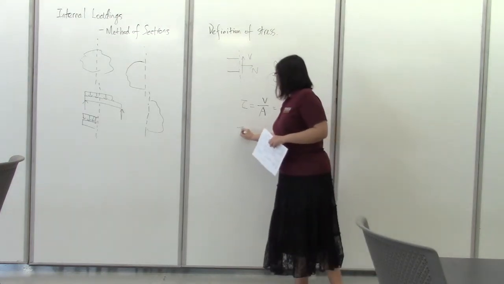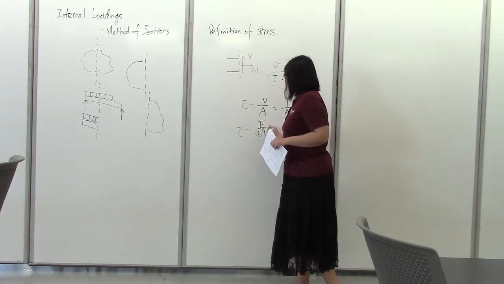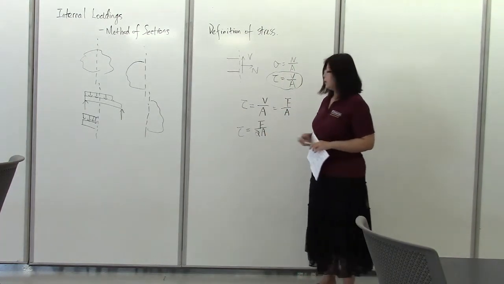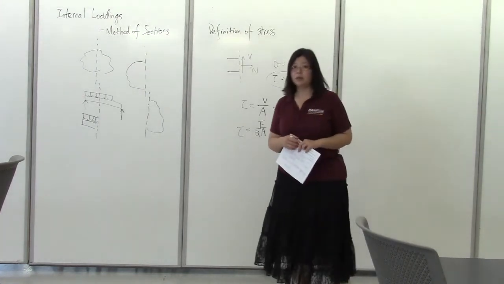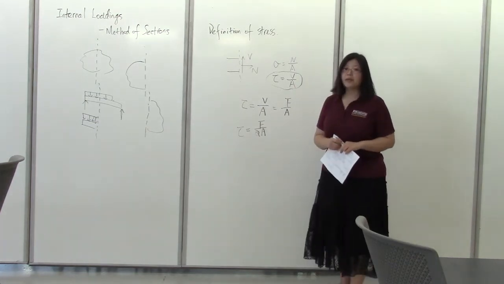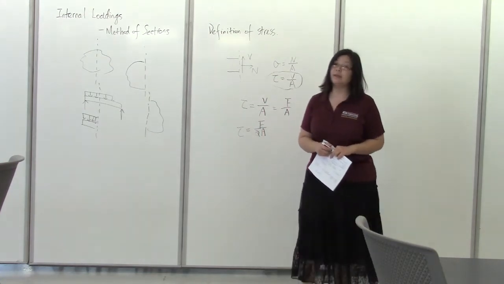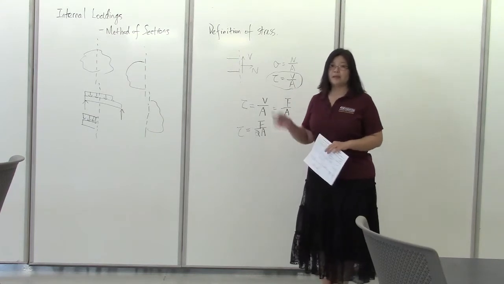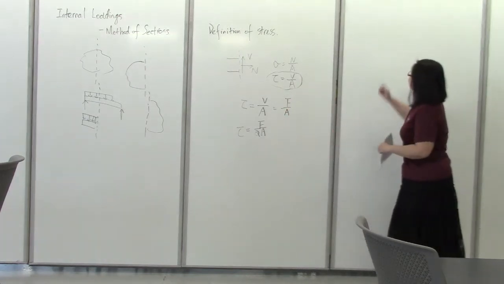And for double shear, we could use F divided by 2 and then divided by the cross-sectional area of the bolt. Here again, F is a force that is acting on a pin or a bolt. So that's the definition of stress, and stress has the units of force per unit length squared. Alright, so this is the second topic. The third one is definition of strain.